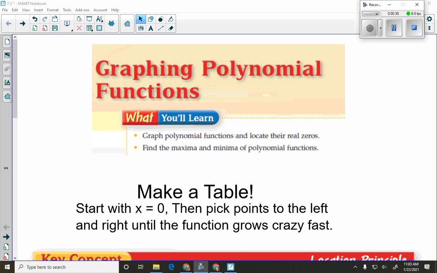And find points. Solve for y until you notice that y all of a sudden gets off your graph. It grows just crazy fast. It's not even close to all the other values. You'll also notice, hey, maybe it already has the maximum amount of turns. That's how I know I can quit picking points, because my arrows are just going to go up from there. So, graphing polynomial functions: pick your points, put them in the equation, make a table, plot them, and connect the dots.